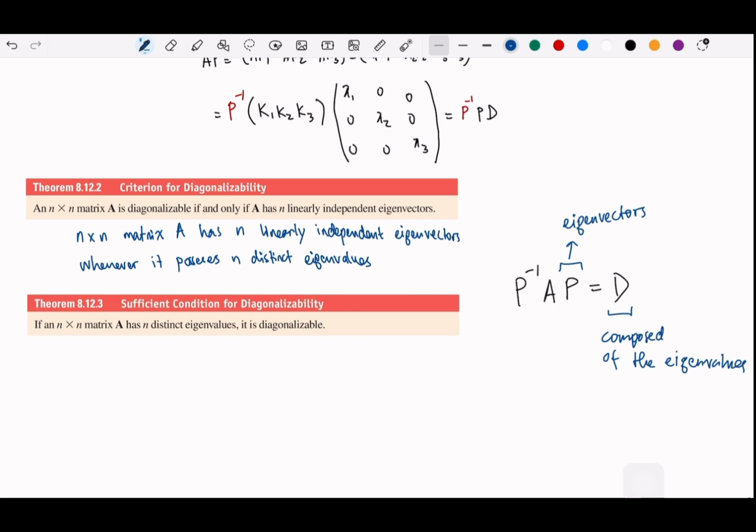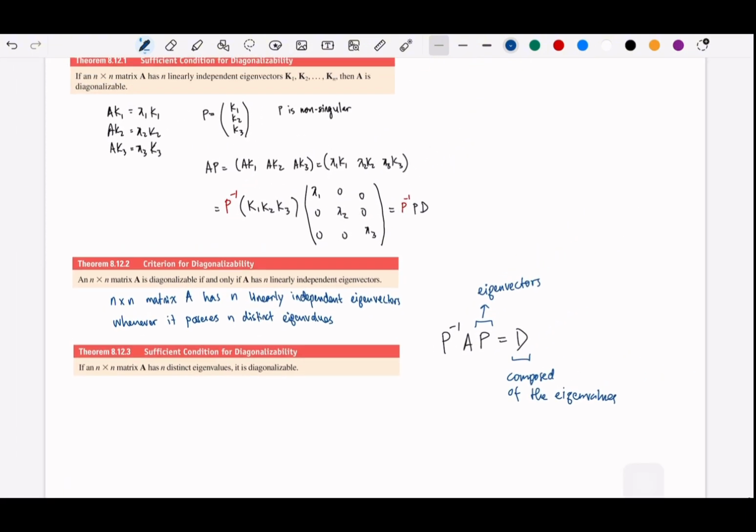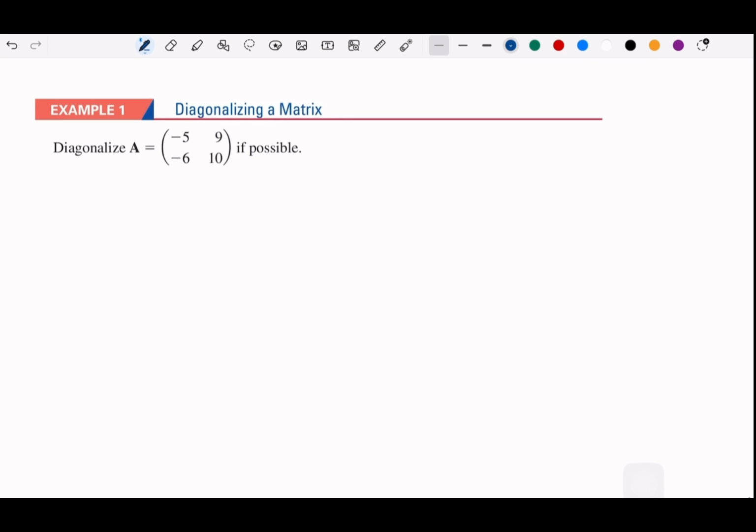This structure is to confirm that P is our eigenvector matrix, and then we get the result. So perhaps the questions that will be asked within this context of diagonalization is whether the matrix is diagonalizable, or whether we can find the matrix P so that this statement is true. So let's start with one example.